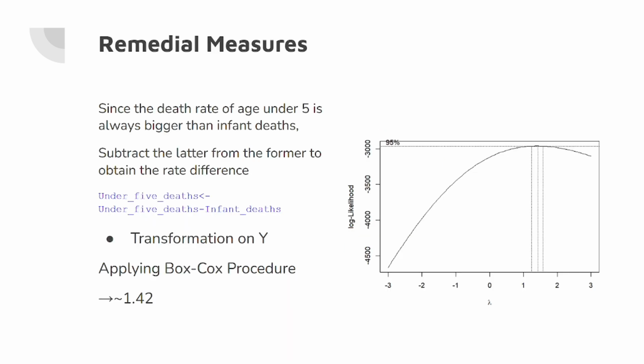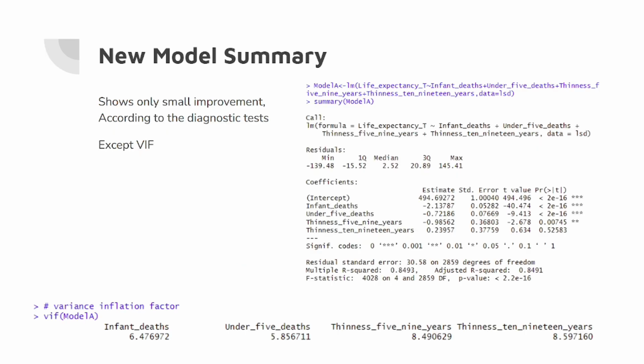There are 2 remedial measures that are proposed. Since death rates of age under 5 is always bigger than the infant deaths, I would decide to subtract the latter from the formula just to obtain a little bit of the rate difference. And onto the transformation of y is a Box-Cox procedure. The power factor is found to be about the square root of 2. There is some new model.